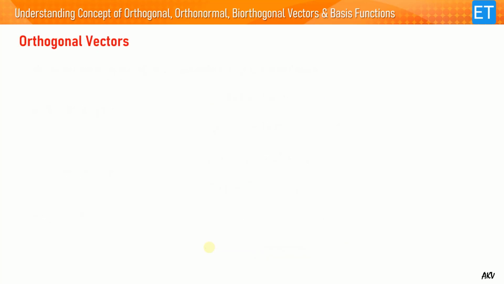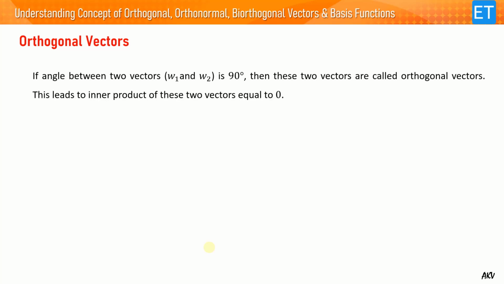Now let's see what are the orthogonal vectors. We have just seen the formula for getting the angle between two vectors. So suppose we have the two vectors w1 and w2. If the angle between them is 90 degrees, I mean they are perpendicular to each other, then these two vectors are called orthogonal vectors, right? So this leads to the inner product of these two vectors being equal to 0. So you can say that the angle between the two vectors is 90, or you can say that when the inner product of two vectors is equal to 0, they are called orthogonal vectors.